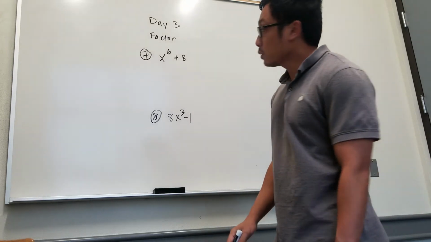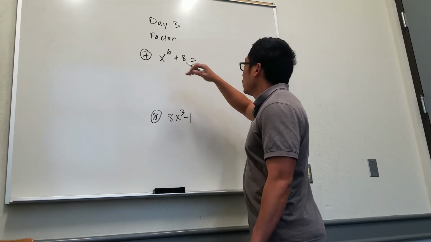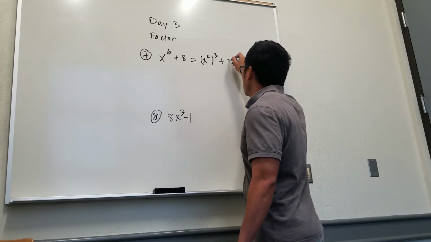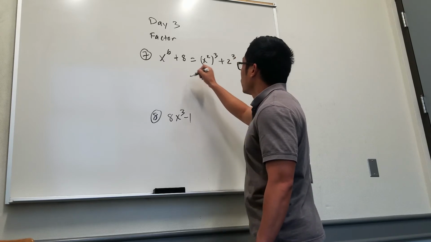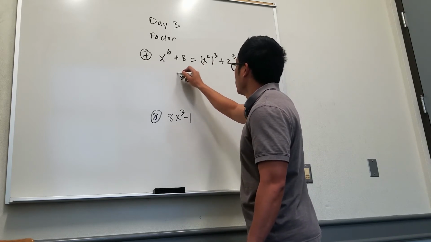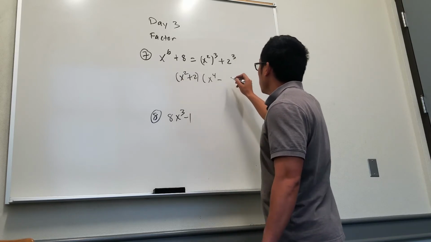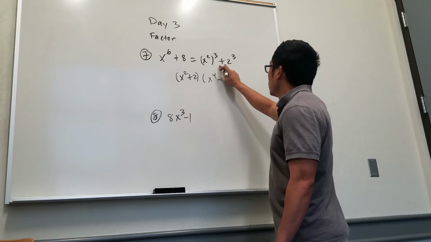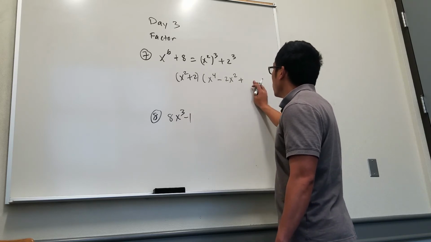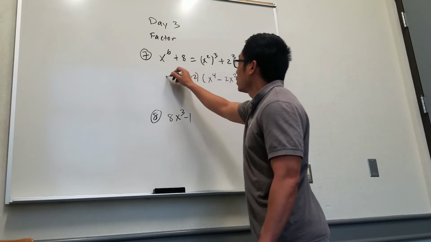So how do I factor the first one? What I do, this is really x squared cubed plus 2 cubed, right? So applying that formula, you got a plus b, x squared plus 2. a squared is x to the 4, minus ab, which is what? x squared times 2, so 2x squared, plus b squared, which is 4. There you go. That's how you do it.